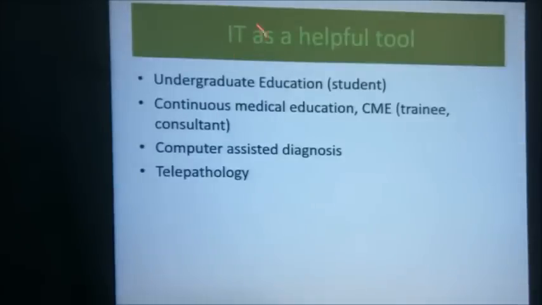So first, information technology is actually a helpful tool. It's actually very helpful, and we'll talk about that. It's helpful in undergraduate education for students. It's helpful in continuous medical education or continuous professional development of consultants and trainees.